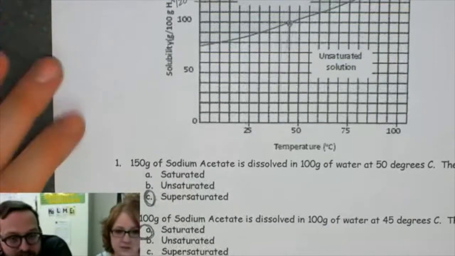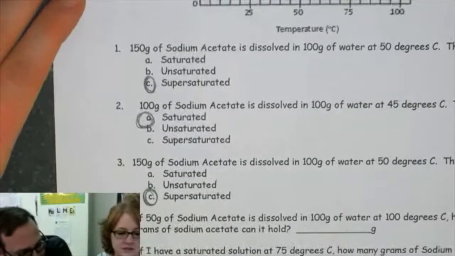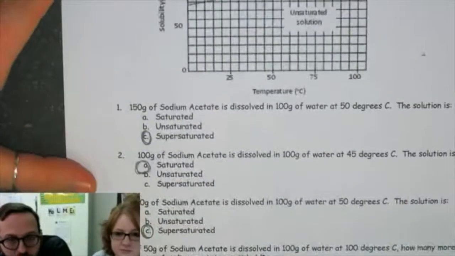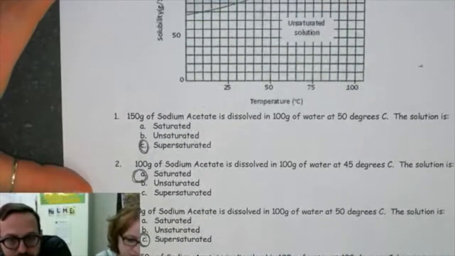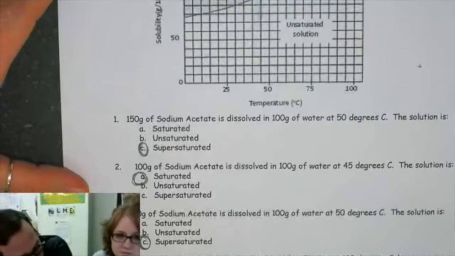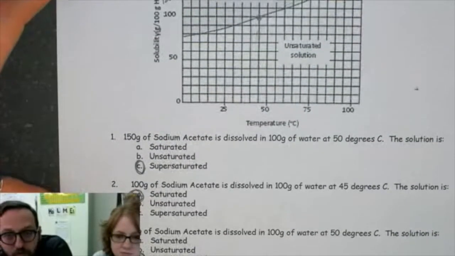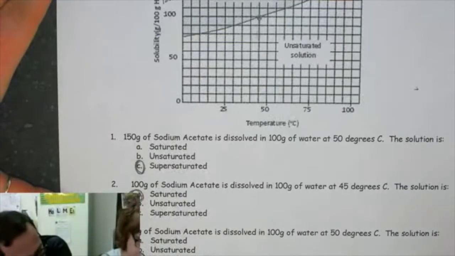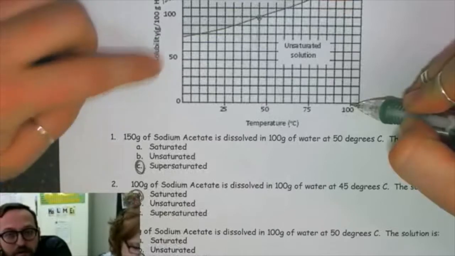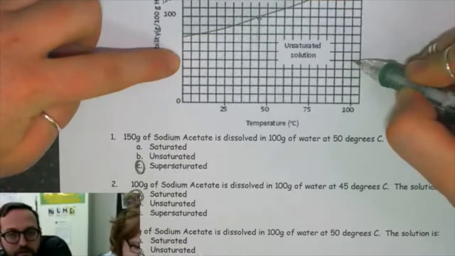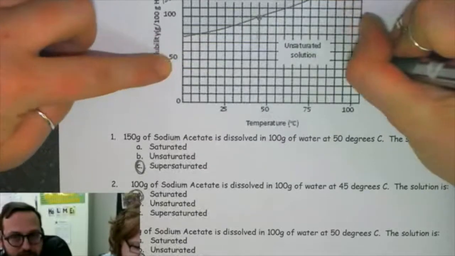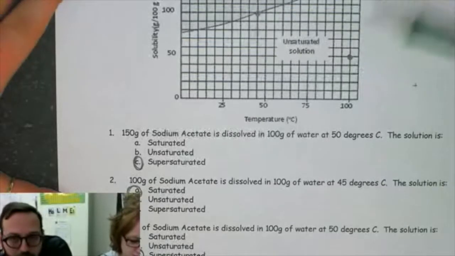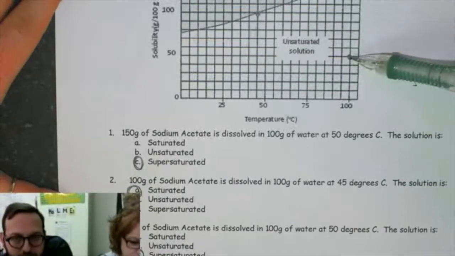This is where it gets kind of trickier. Okay, so it says if 50 grams of sodium acetate was dissolved in 100 grams of water at 100 degrees Celsius, how many more grams of sodium acetate can it hold until it's saturated? Okay, so we got to put a dot there. So we've got 50 grams. So looking at 100, going to 50. Okay. 100 degrees, 50 grams of sodium acetate. We're well in the unsaturated range right now. We're well underneath the line. Yes. I want to know how many more grams can I add until I get up to that saturated line.